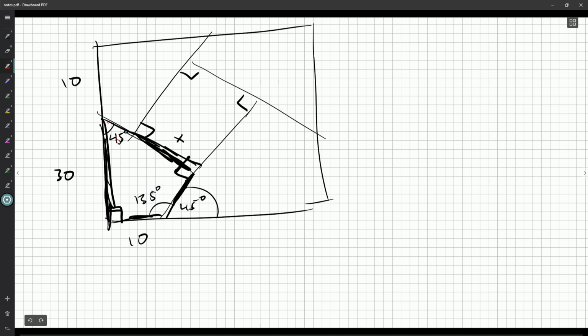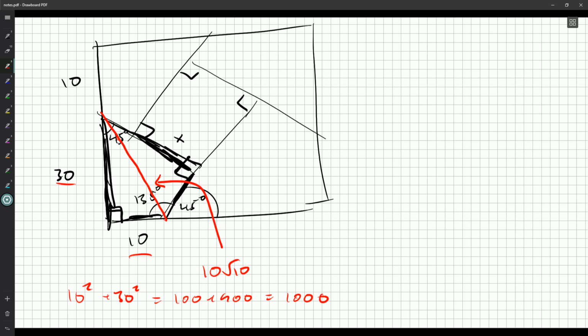But I'll tell you what we can do. If we split this in half, knowing that I've got a 10 here and a 30 here, I can figure out this side here. It's going to be 10 root 10. Just use the Pythagorean theorem: 10 squared plus 30 squared, that's 100 plus 900 is 1,000. So this red line must be the square root of 1,000, which is also 10 root 10. Okay, so we got that. Where can we go from there, if anywhere? It's question 20, so it should be a little challenging, but I'm not seeing exactly where I want to go with this.